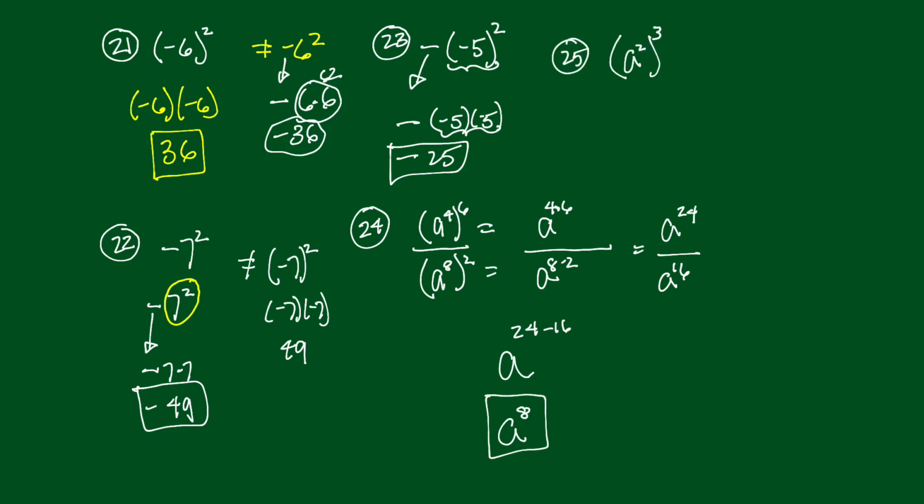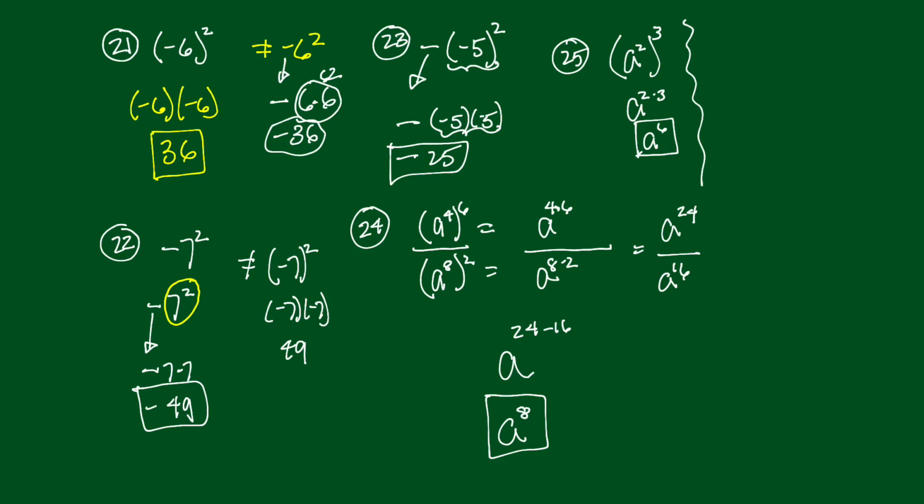In 25, we're just cubing a squared. So I've got a power raised to a power. I'm just going to multiply the exponents. So I'm going to get a 2 times 3, which is a to the 6th.